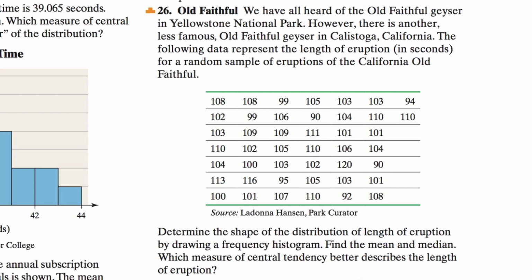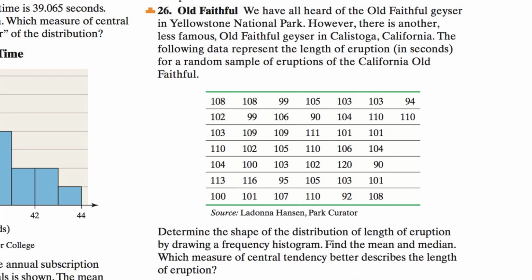All right, anyway, number 26 says, we have all heard of the Old Faithful geyser in Yellowstone National Park. However, there's another less famous Old Faithful geyser in Calistoga, California. The following data represents the length of eruption in seconds for a random sample of eruptions of the California Old Faithful. And so they are asking in the question here, determine the shape of the distribution of the length of eruption by drawing a frequency histogram. Find the mean and the median. Which measure of central tendency best describes the length of eruption?